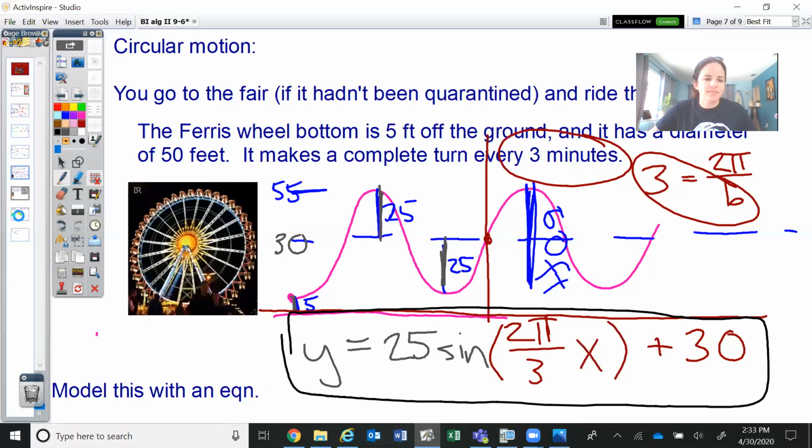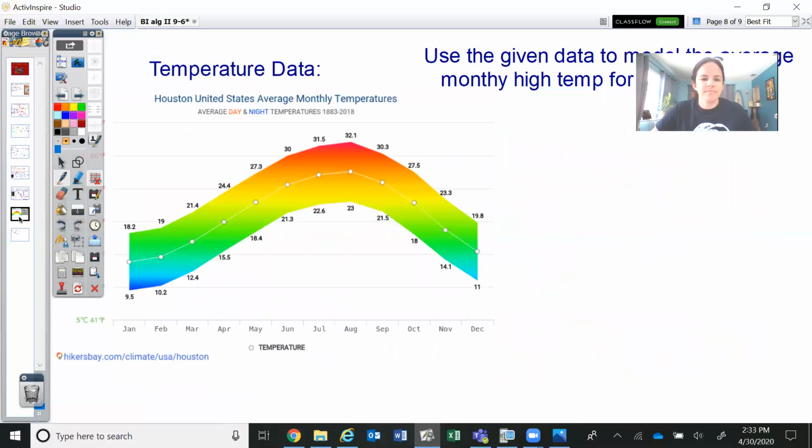Okay, 2 left. Temperature data is one that we actually do need a calculator for. So if you're trying to follow along and make sure that you're testing it in your calculator to get the same answers, make sure you have a graphing calculator on you. If you don't have your graphing calculator on you for some reason, there are applets online that will do the same. And so you can always type in graphing calculator applet, but I would recommend that you just use your own graphing calculator if you have that.